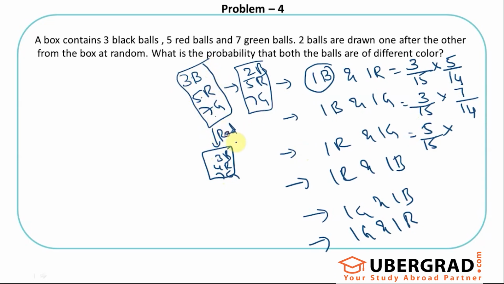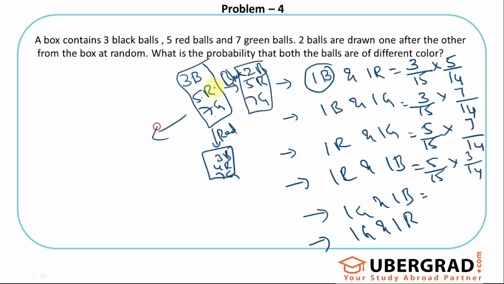Once I pick a red, the composition will turn out to be this. So in that I'll have still 14, the same case, and I have to pick a green, that is 7 by 14. Similarly for this, 5 by 15 in the first pick, and now I have to pick a blue, black, that is 3 by 14.